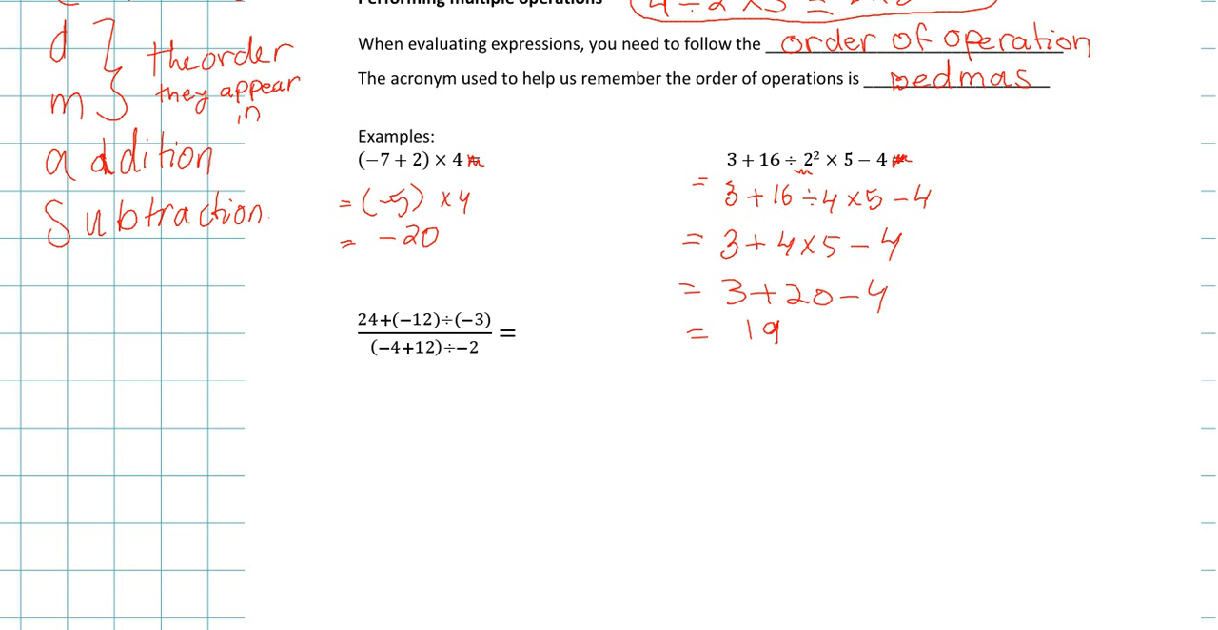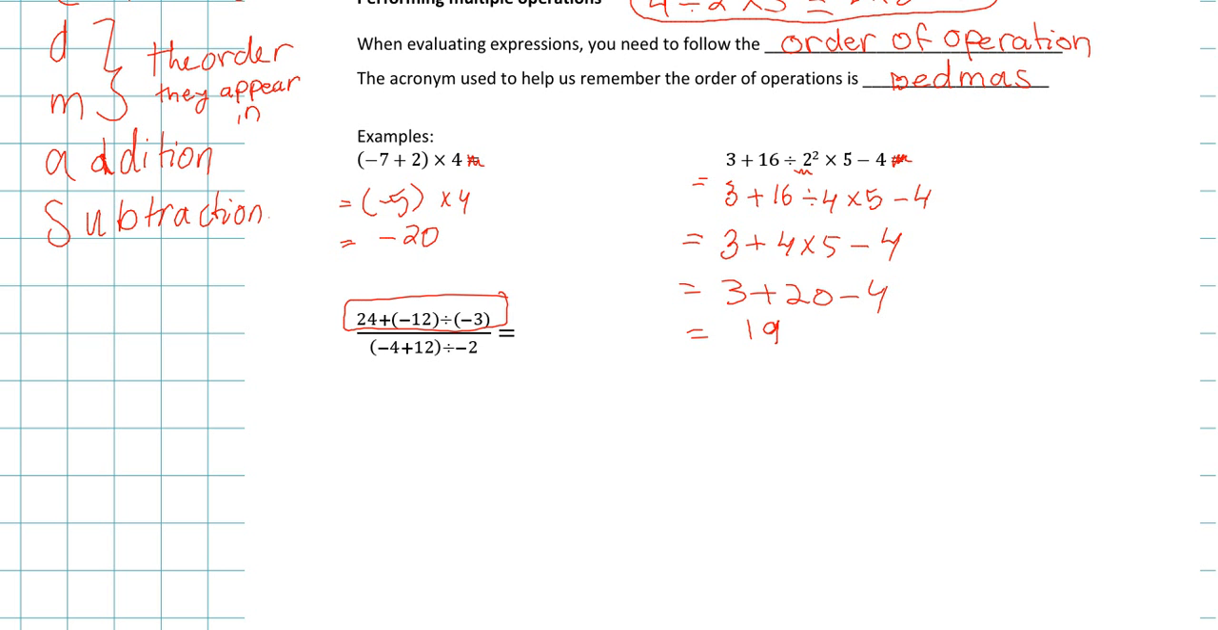For the next one, what would you want to do? Start off with the brackets, right? But what I want you guys to think about is the numerator, so the top part, as one thing to evaluate, and the denominator as one thing to evaluate by itself. Then you're going to do your division between the two. Okay? So we're going to work with the numerator as one thing, the denominator as one thing, and then we'll do the division.